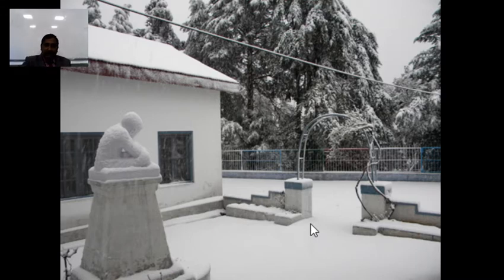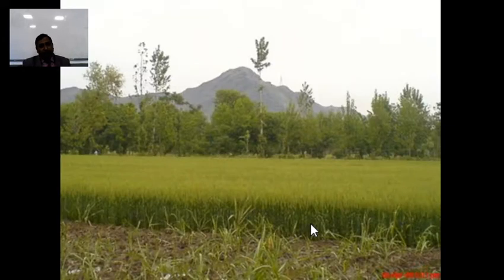Coming to the next slide, a very wonderful example of nature, where you can see a natural resource as soil, you can see the cultivation, the crops which are grown, the vegetation, even the mountains. All these are resources which are helpful for us in some way or other.